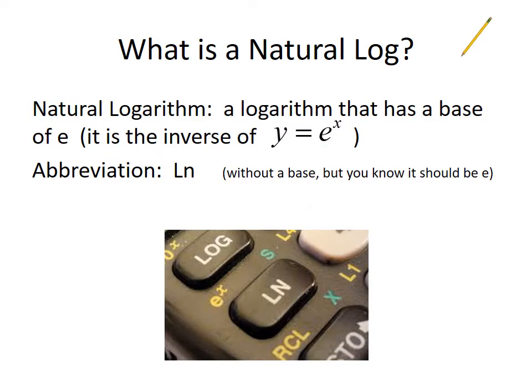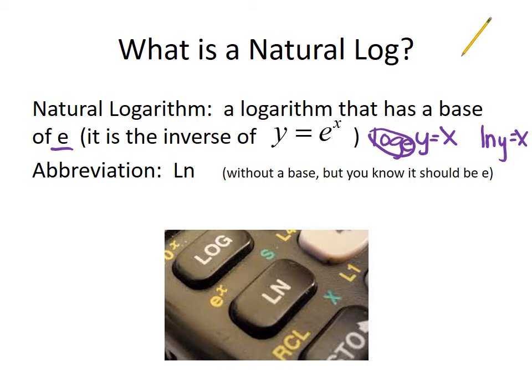Let's explore more of what a natural log is. A natural logarithm is a logarithm that has a base of e. It is the inverse of y equals e to the x. We know that because if I was to rewrite this in log form, the base becomes the base, the exponent becomes the answer, and what's remaining becomes the main number. So you can see that if I convert it, this log base e can be replaced with ln of y equals x. Just makes for a smoother transition.